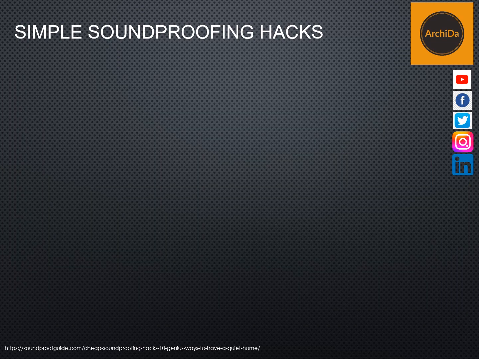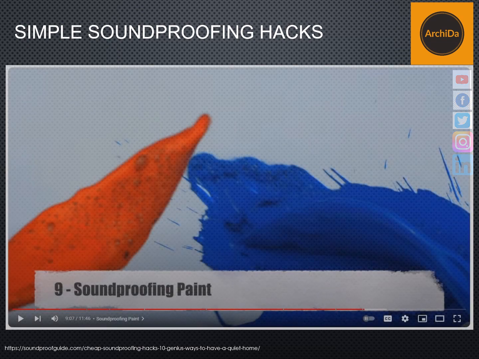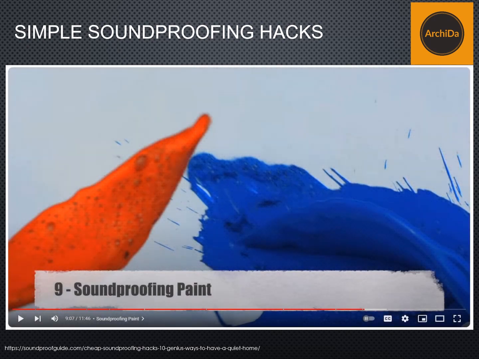The next is soundproofing paint. This is a soundproofing hack that is gaining traction among an increasing number of homeowners who want to spend as little as possible for a quieter home. The composition of sound reduction paint, which makes it heavy and imbues it with the ability to absorb sound vibrations, makes it a very effective soundproofing hack.